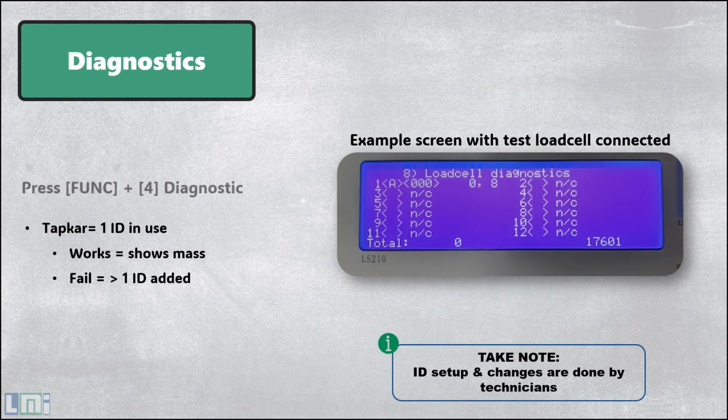For diagnostics, select the function key and 4. The Tapkar type uses 1 ID. If the load cell is functioning correctly, it will show the mass. If not, then more than 1 ID was entered. These changes are done by technicians before leaving the factory.